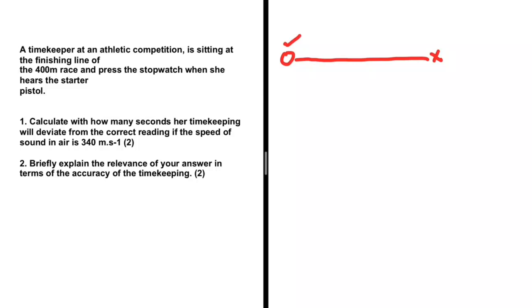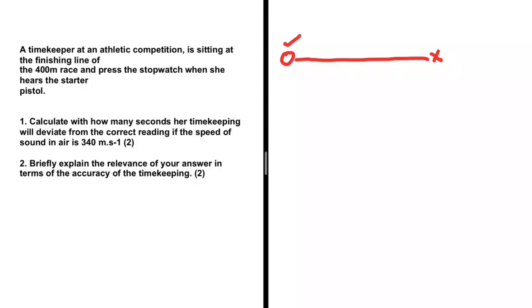But we know fully well that the speed of sound in air is finite. It takes some time for it to travel through air. So how much time does it take for the sound to reach the timekeeper at the finishing line of the 400-meter race? That's what we are interested in. Calculate how many seconds the timekeeping will deviate from the correct reading. So let's go ahead and calculate that.